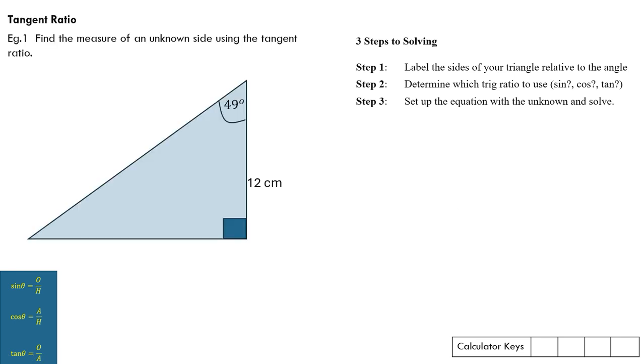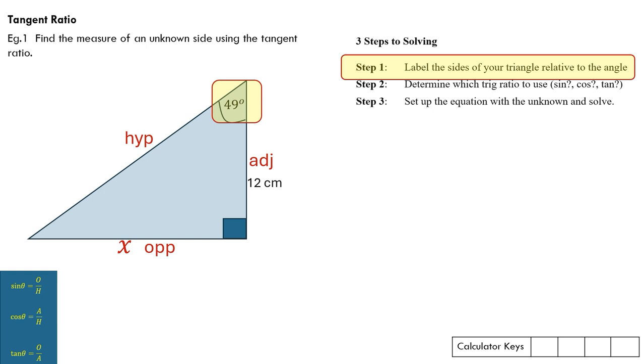In this example, find the measure of an unknown side using the tangent ratio. So let's start by labeling our sides. We are asked to find the x value, which happens to be opposite our reference angle, and we know the adjacent, which is 12 centimeters right here.